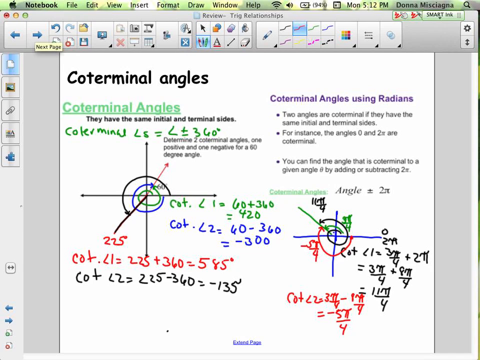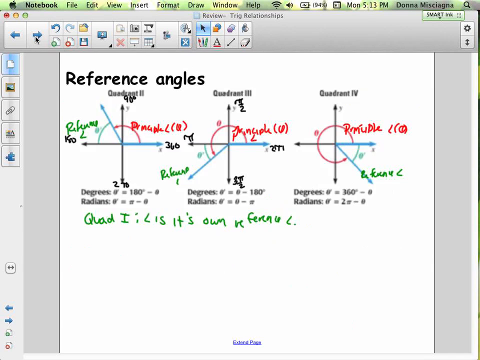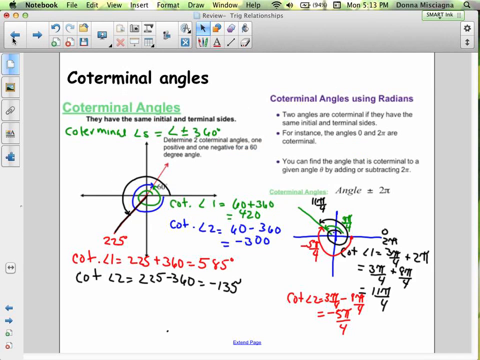So next, I'll have you find some coterminal angles, and then we're going to look at finding reference angles. And I think that's where I want to stop. Yep. So we'll look at reference angles in the next video.